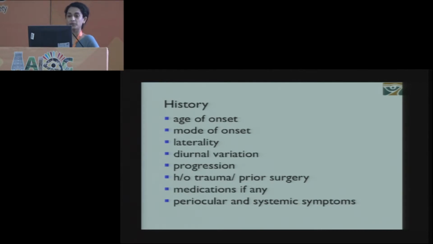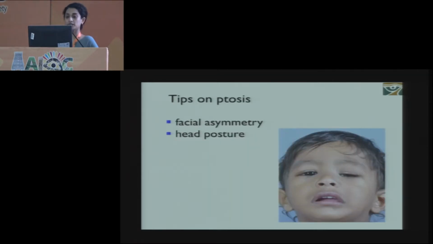Medications, if any, and periocular and systemic symptoms are again important, in case of myopathic ptosis, myasthenia. So whenever you examine a patient, don't directly go and start the ptosis measurement. Facial asymmetry, the facial features, head posture are very, very important. They give you a lot of clues to what the actual etiology and etiopathology of the ptosis would be.